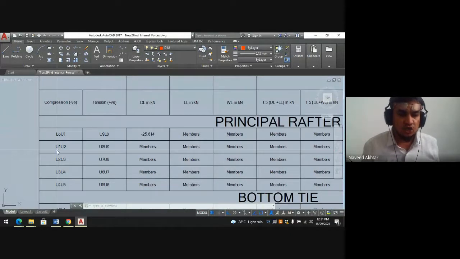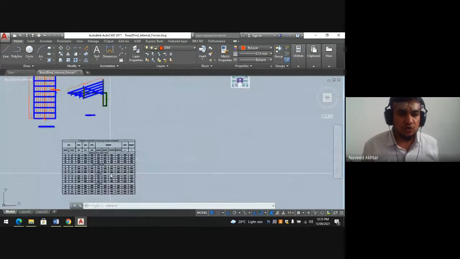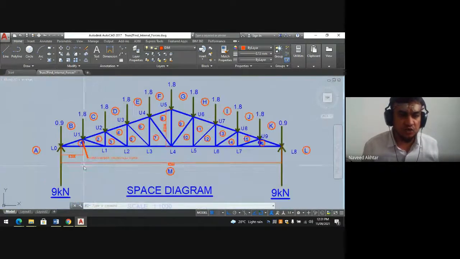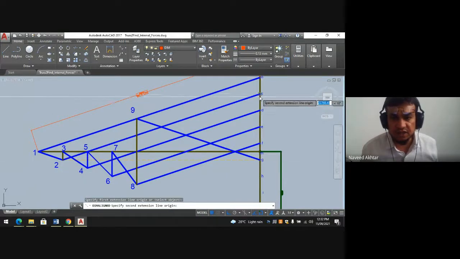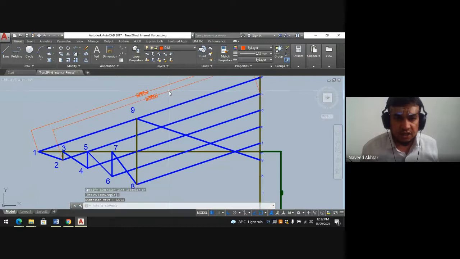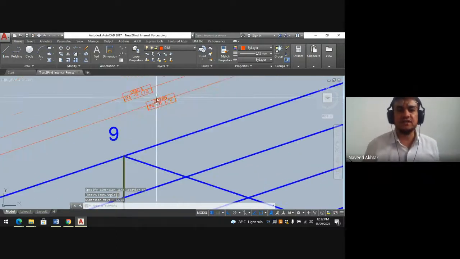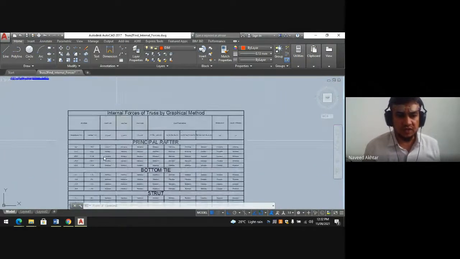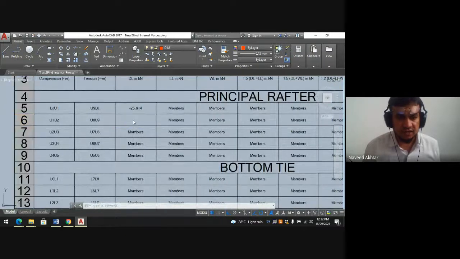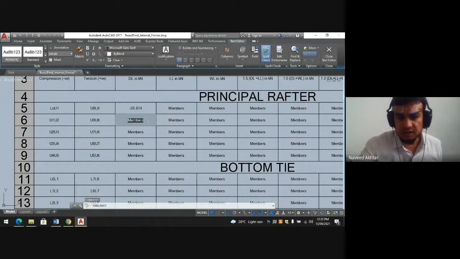Right? Now U1 U2. You see here in the space diagram where is U1 U2? It is C to 2. Where is C to 2? This is 2 and this is C. So I have to measure this. Again I have to measure C to 2. It is coming around 22.768. So 22.768 kilonewton is the force at U2. I will write down dead load in kilonewton, because it is the compressive force. That's why 22.768 kilonewton.